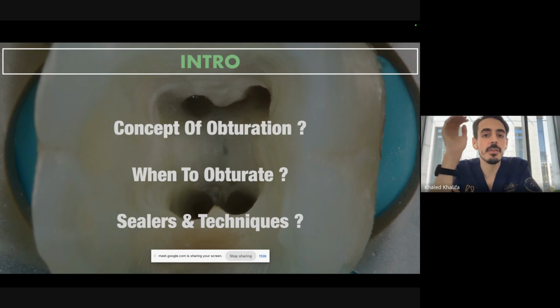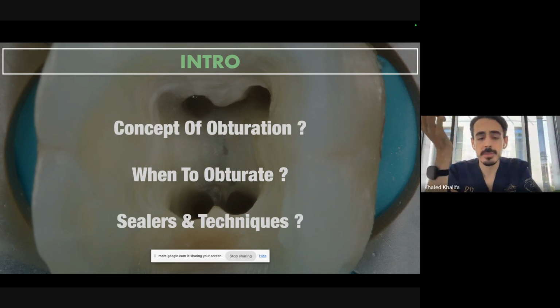Because believe me, even if you did the perfect irrigation protocol, the perfect shaping protocol, and you did everything right, there will still be some bacteria inside the canal. You have to entomb them by your obturation technique. That's why we rely more now on bioceramic sealer and high pH to help our obturation reach the maximum result.